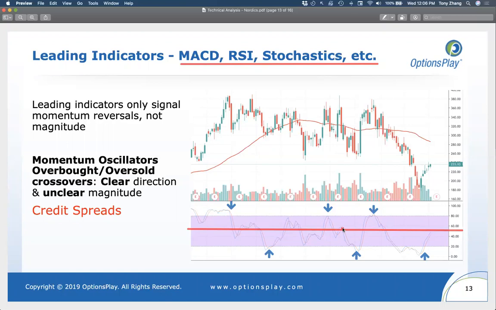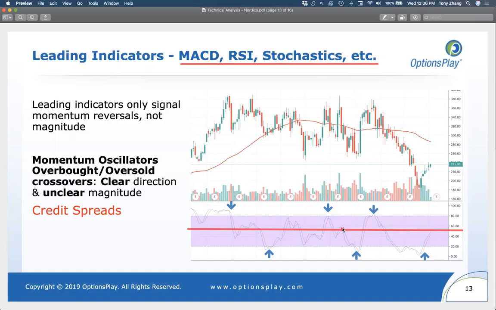There isn't a huge difference between MACD signals versus RSI signals versus stochastic signals. They all have their pros and cons. No single one is better than the other. So it's best that you stick to one that you like, that you understand, that you are comfortable using.